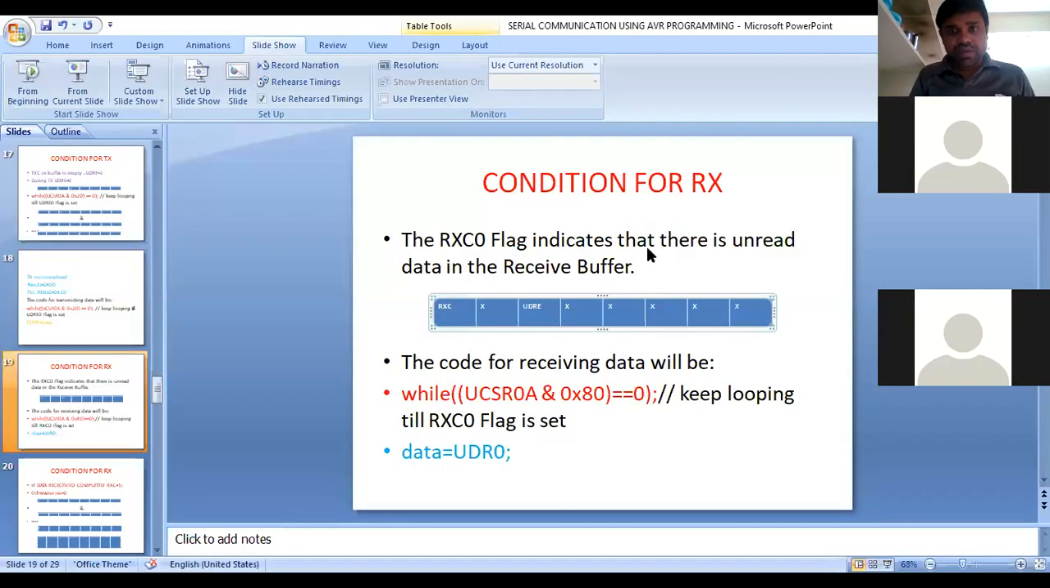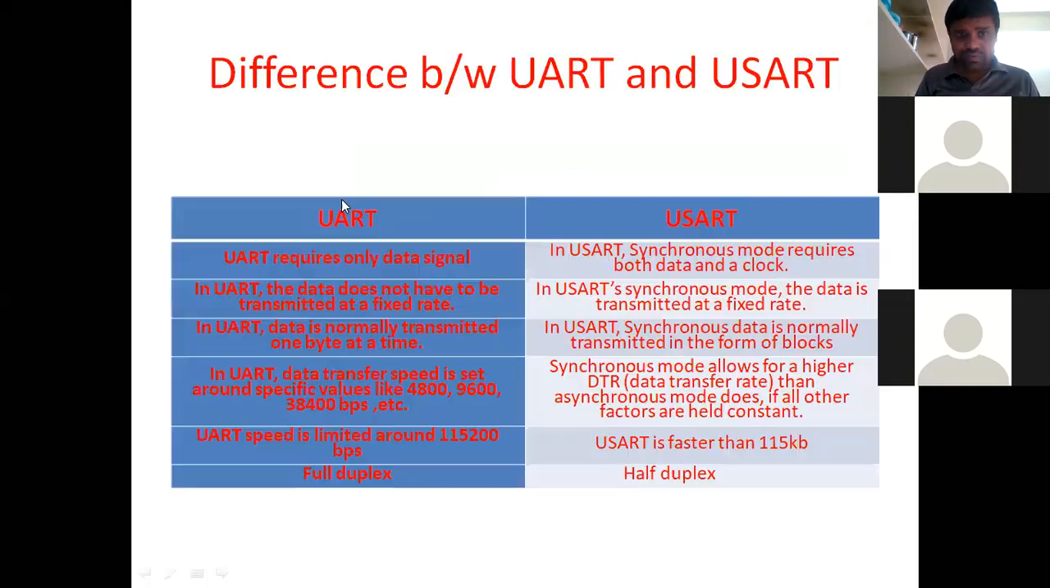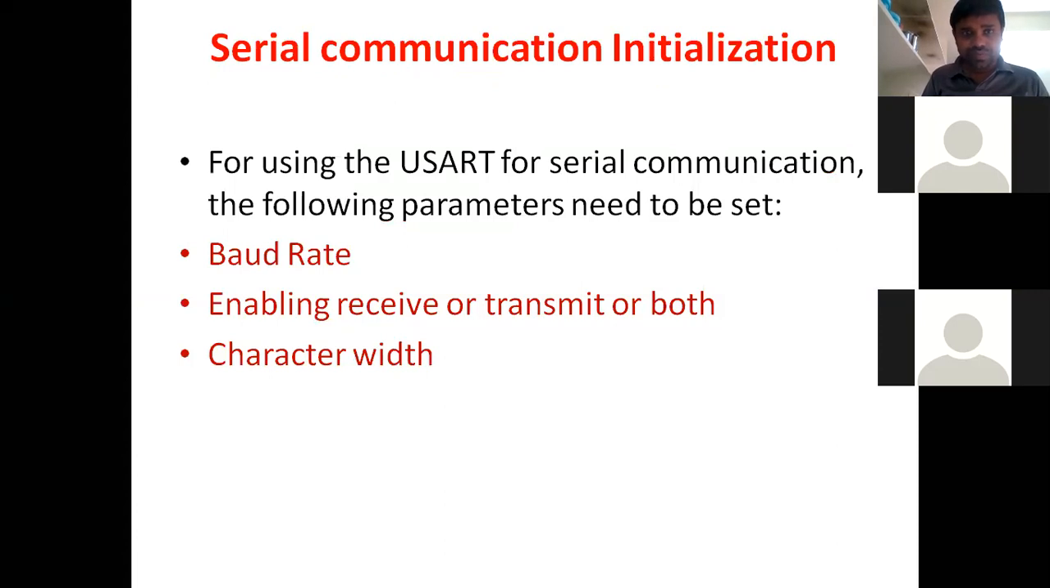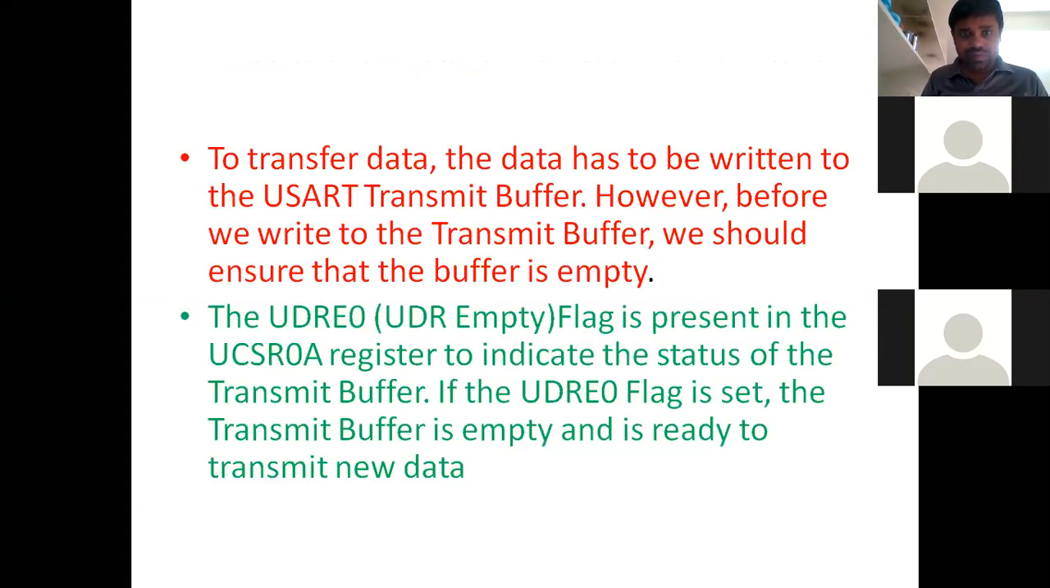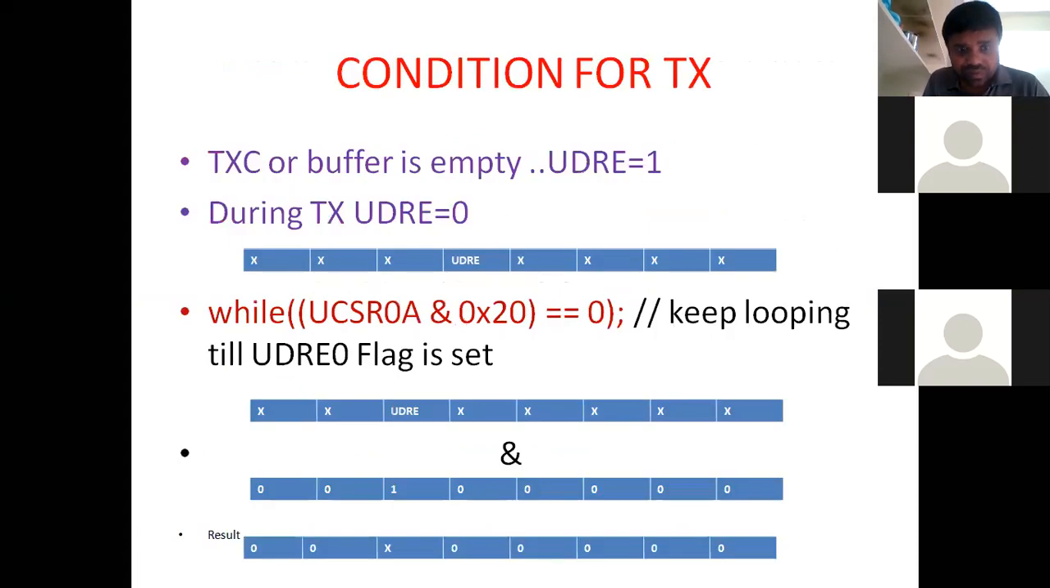See here, the condition to check whether the transmission is completed or not. This is the UCSR0A. I am not bothering about all the bits. I am bothering about the fifth bit, that is the UDRE bit, AND with 0x20.